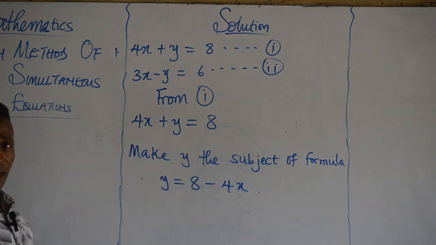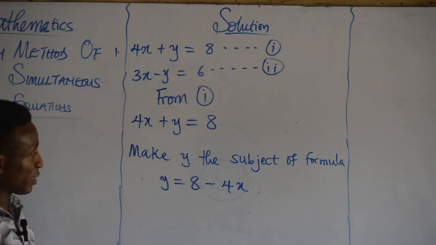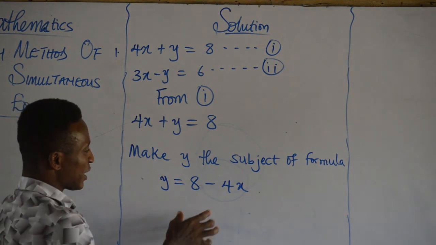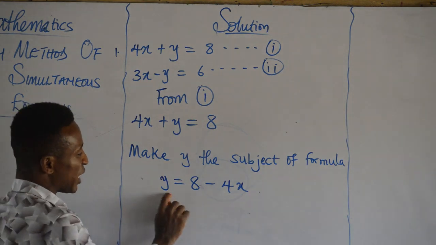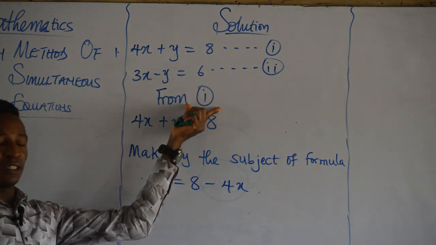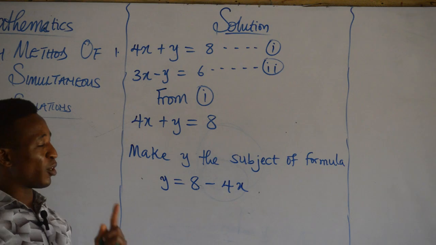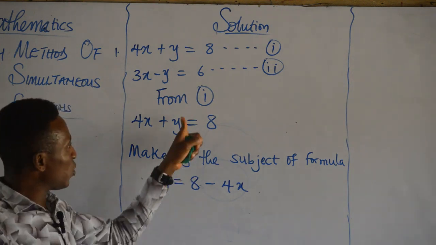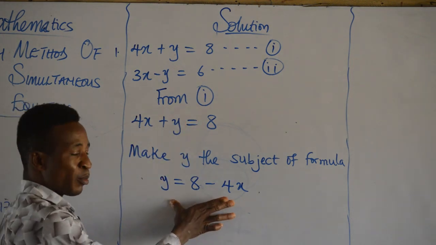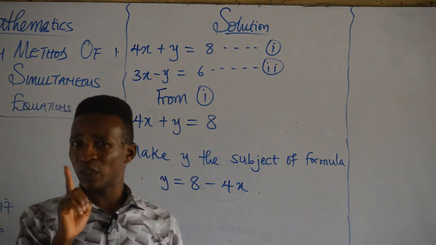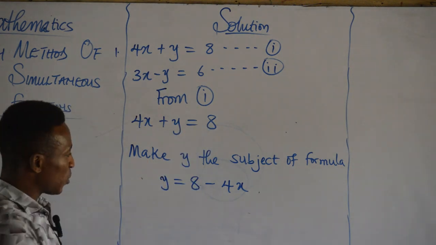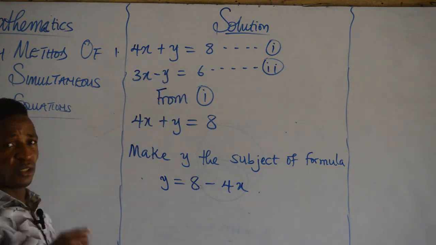We are used to this type of thing before, so I don't need to waste my time explaining that. Since you've gotten the value for y now, anywhere you see y, you are going to substitute it into equation 2, that means the second equation. If you had started with equation 2, after making the subject of formula here, you would substitute back into equation 1. But here we started with equation 1, so we substitute the value of this y into equation 2.